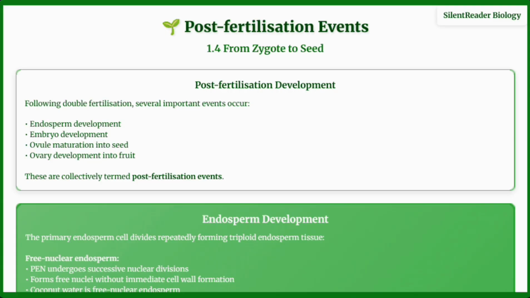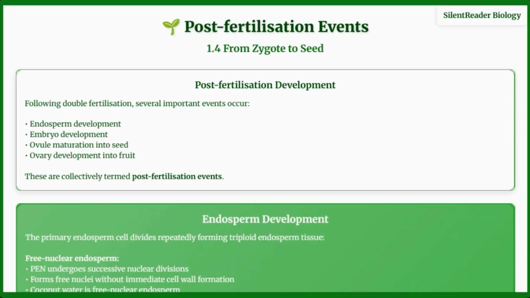Let's examine what happens after fertilization, the post-fertilization events. Following double fertilization, several important developmental processes occur: endosperm development, embryo development, maturation of ovules into seeds, and transformation of the ovary into fruit. These are collectively termed post-fertilization events. Endosperm development always precedes embryo development, an adaptation to provide assured nutrition to the developing embryo.